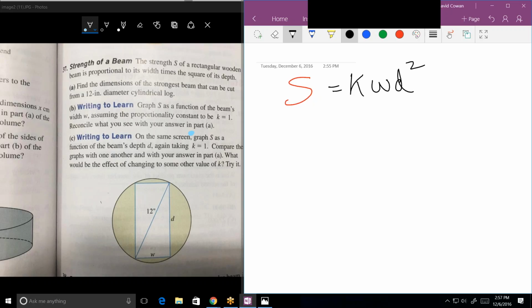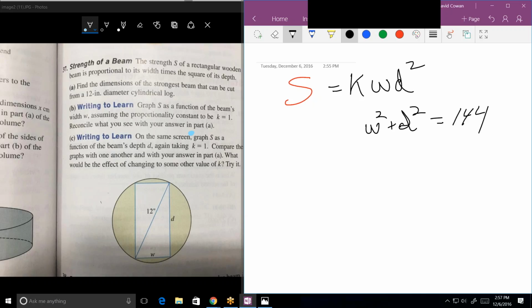All right, so if we look at this picture down here, we need a second equation, right? Because right now, k is a constant, but S is a function of W and D. Well, you can find D as a function of W by using this triangle here. That triangle is W squared plus D squared equals 12 squared, or 144.